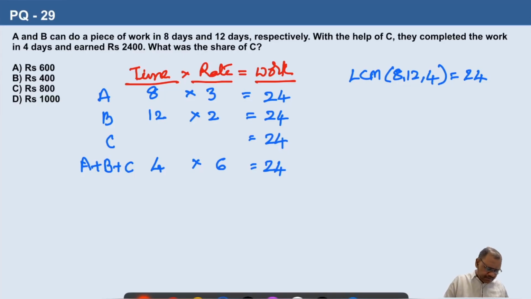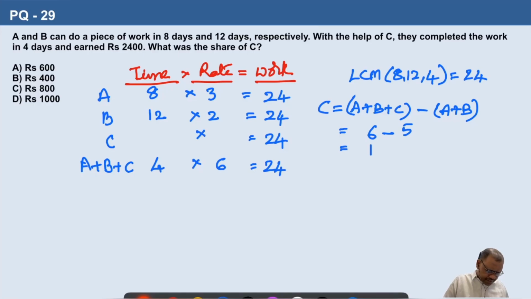So C equals A plus B plus C minus A plus B. The efficiency of all three is 6, and A and B together is 5. So that is 1, so the efficiency of C is 1. The total work is 24 units and the rate is 1, so C can complete the total work in 24 days.